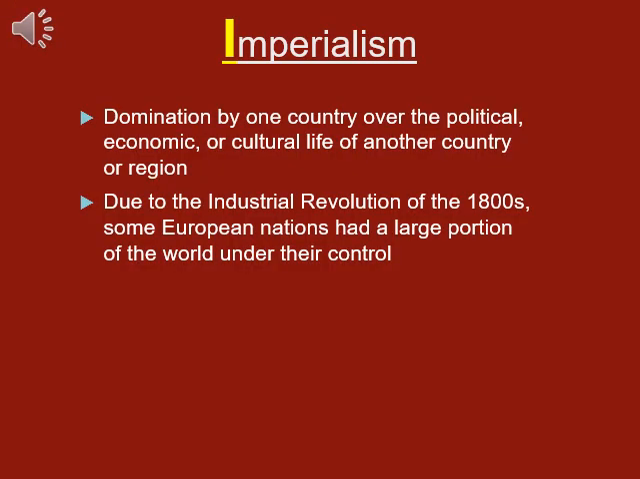The I in the acronym MAIN stands for imperialism, which we learned last unit was the domination by one country over the political, economic, or cultural life of another country or region. And due to the Industrial Revolution of the 1800s, some European nations had a large portion of the world under their control.